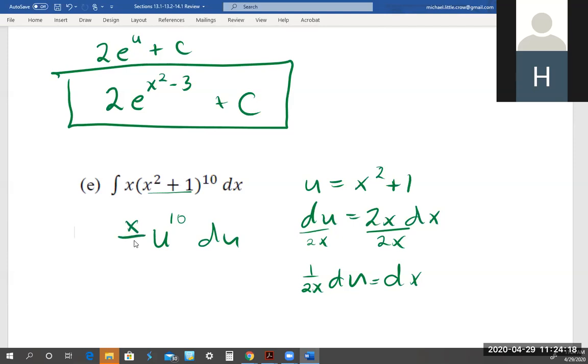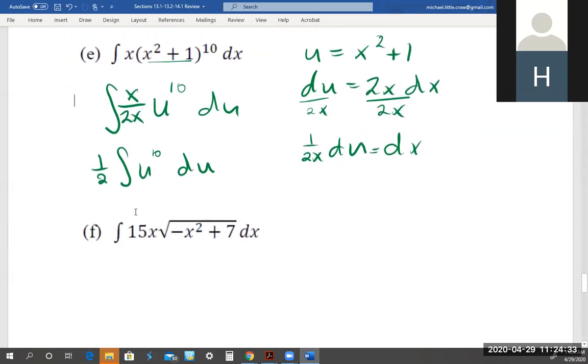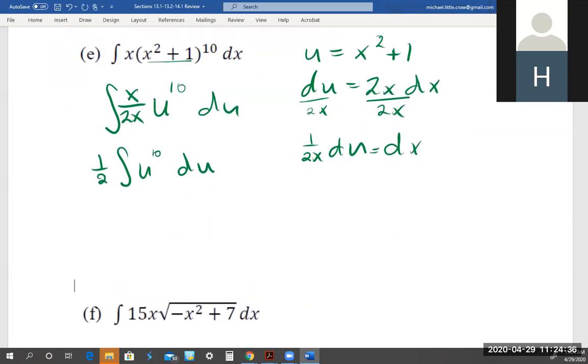So we have x over 2x. The x's cancel, so this becomes 1/2 the integral of u to the 10 du. When we integrate u to the 10, we add 1 to the exponent, so that becomes u to the 11th, divided by that new exponent, and we still have this 1/2 out front, plus a constant.